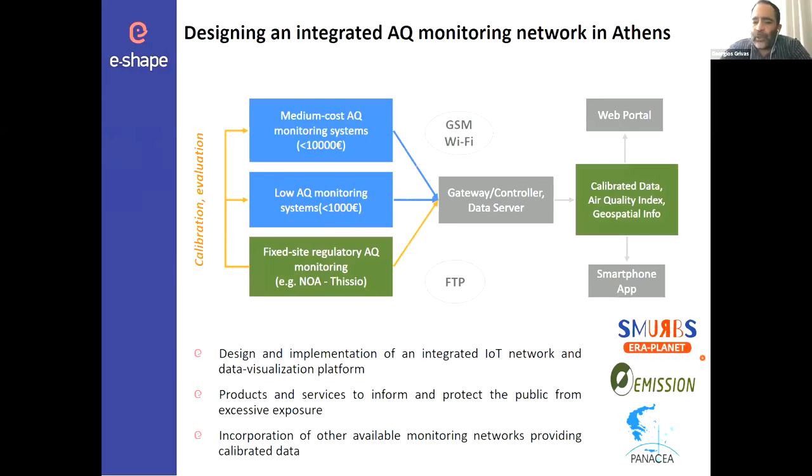For example, this is pursued within the SMERB's ERA-Planet project, it's a Horizon project, the Panacea National Research Infrastructure, and the Mission, that is a national cooperative project. The aim here is to explore how useful it is to integrate regulatory sites such as the one of the National Observatory in EO4GEO in Athens, with reduced cost sensor-based systems that provide calibrated data for various pollutants. Using IoT technologies, the Internet of Things, several products and services can be provided in order to inform the citizens and authorities and protect the population from unwarranted exposure.